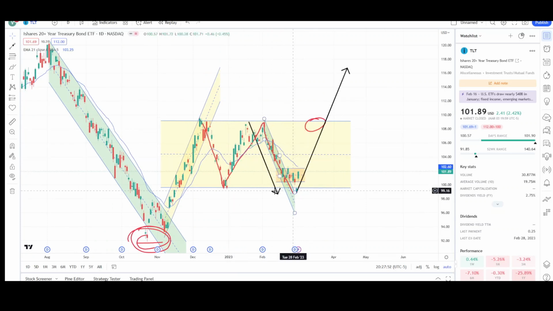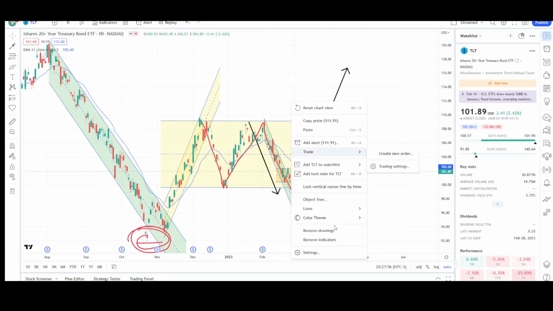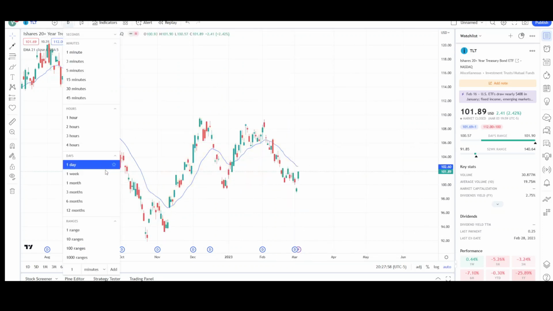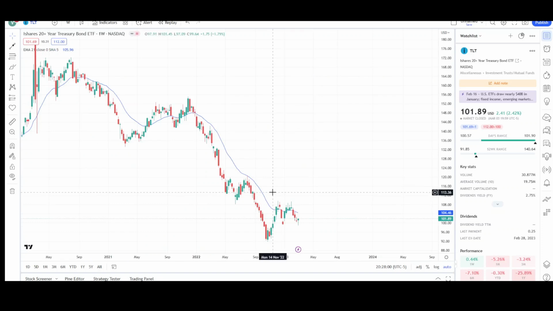We did try to go lower, but failed. So now it looks like it wants to do the opposite, which is go up. So as of right now, it's looking kind of bullish for TLT. Now let's take a look at the weekly chart.